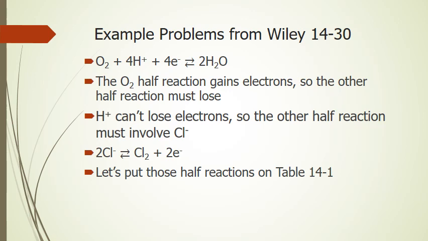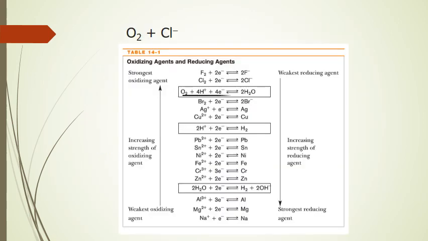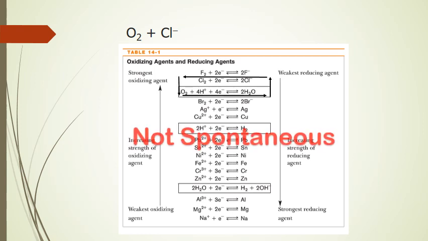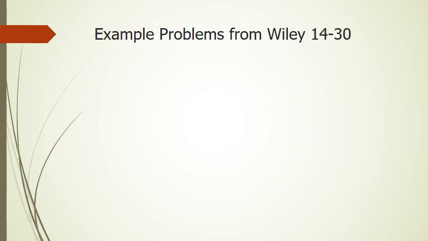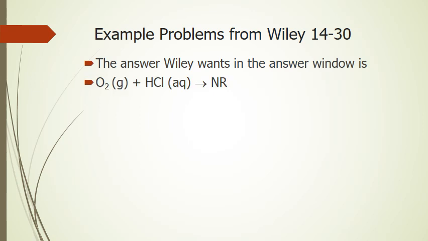So we put those on the table. Oxygen going from left to right. Just above it is the chloride going from right to left. Connect head to tail, we see it is a counterclockwise loop. This reaction is not spontaneous. The answer Wiley wants in the answer window is O2 gas plus HCl aqueous goes to no reaction, NR.